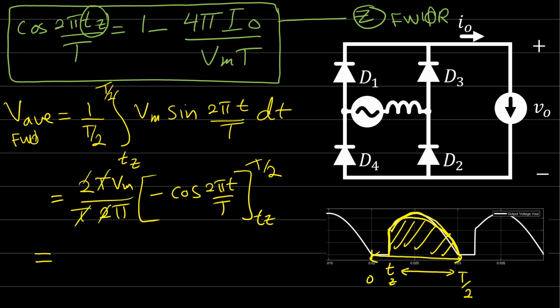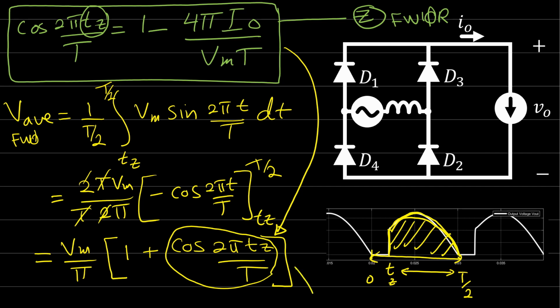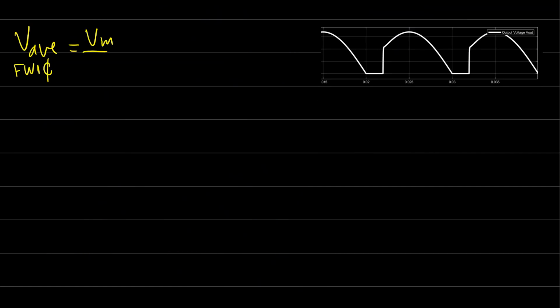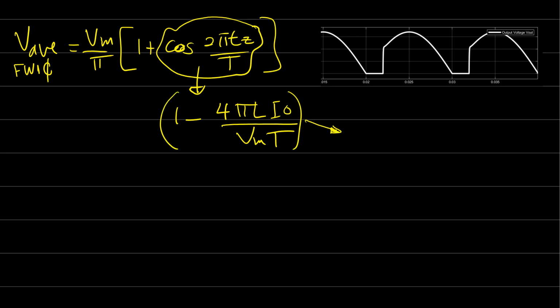So here we end up with V maximum over pi times 1 plus cosine 2 pi Tz over T. Substitute this equation here for cosine 2 pi Tz over T. You'll get V maximum over pi times 1 plus cosine 2 pi Tz over T. And as you said, this is taken from the equation Z, which is 1 minus 4 times pi Li out over V maximum times T. And this is for the full wave single phase rectifier.